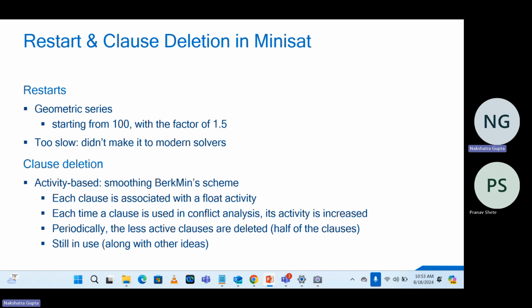It works like this even now, and periodically the activity is decayed. So now the activity is inside the process.